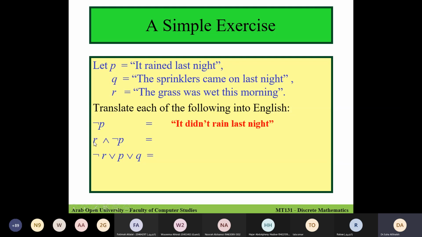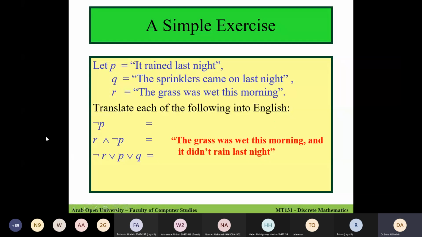Okay, the second one is R and the negation of P. What is R? The grass was wet this morning and it did not rain last night. So the grass was wet this morning and it did not rain last night is the English sentence out of this one. Check the third one now.